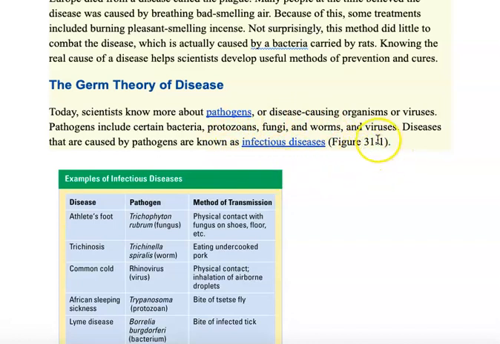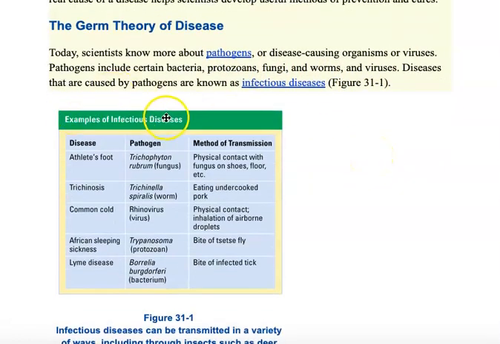Figure 31.1 shows examples of infectious diseases. The disease of the athlete's foot has a particular pathogen, which is a fungus, and it can be transmitted through physical contact with fungus on shoes, floors, etc. Trichinosis, which is also a disease, is caused by a worm, Trichinella spiralis, and it is transmitted through eating undercooked pork.